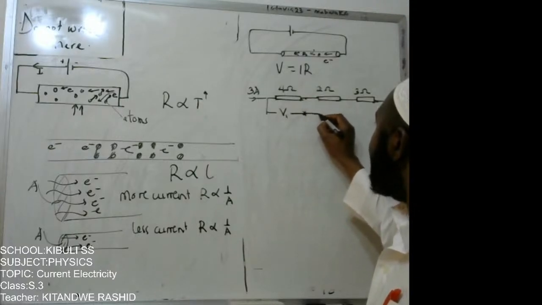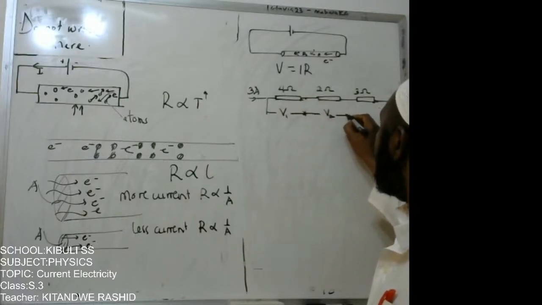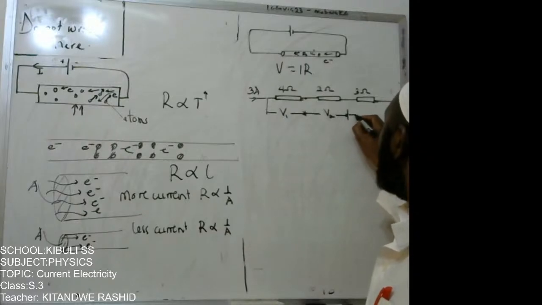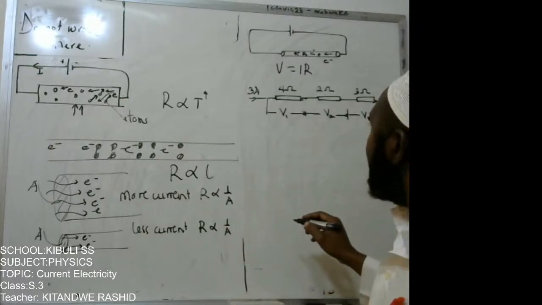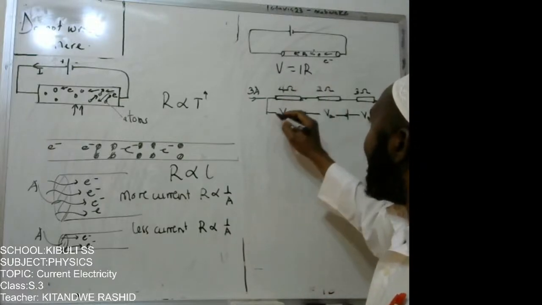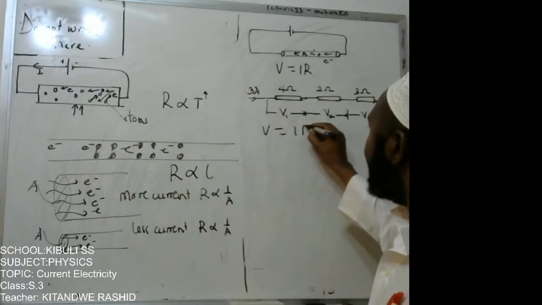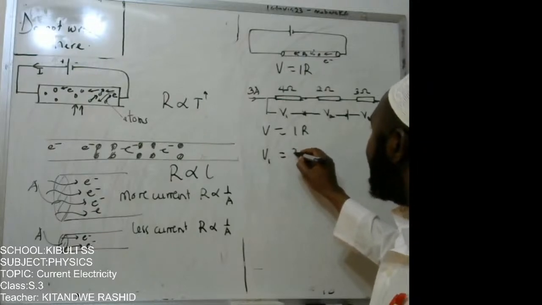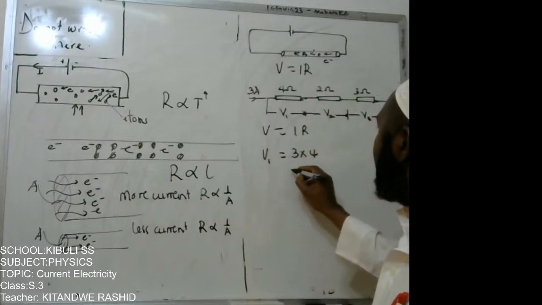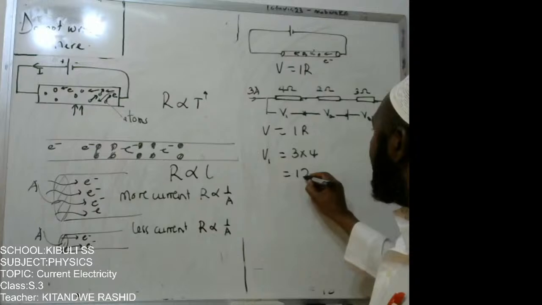PD across the second one, we'll call it V2. And PD across the third one, we'll call it V3. When we apply Ohm's law, V is equal to IR. For V1, it is going to be equal to I, which is 3, resistance is 4. So that one gives 12 volts.